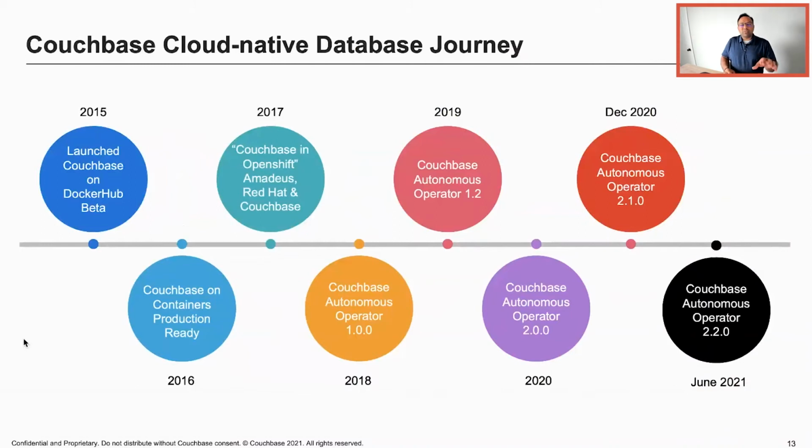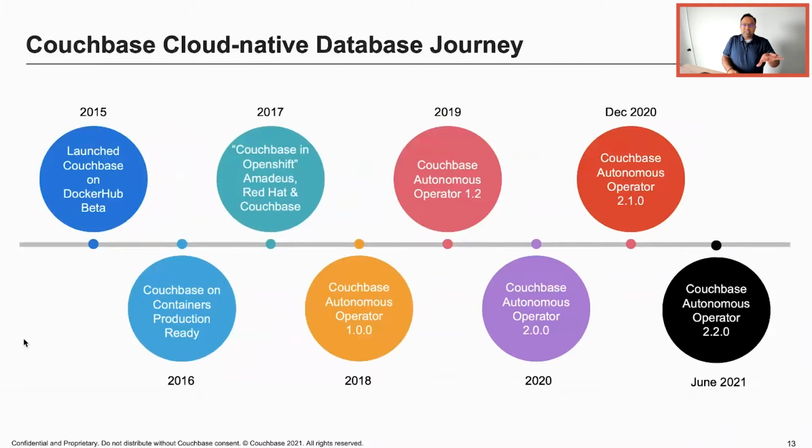In 2015 is when we officially launched Couchbase on Docker Hub. And today, if you visit Docker Hub, you'll see Couchbase is one of the top 10 repositories on Docker Hub, with 50 million plus downloads. In 2016, we were the first NoSQL database to fully containerize and productionize Couchbase, a NoSQL distributed database, on containers.